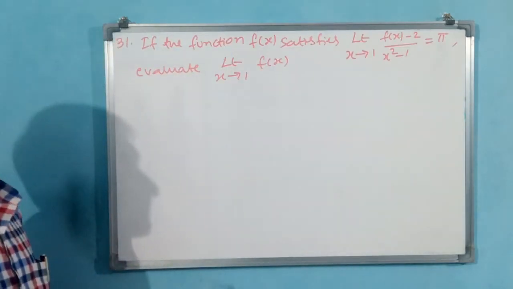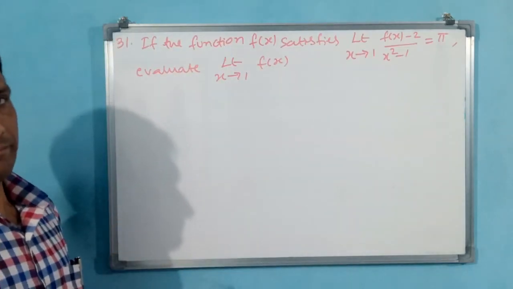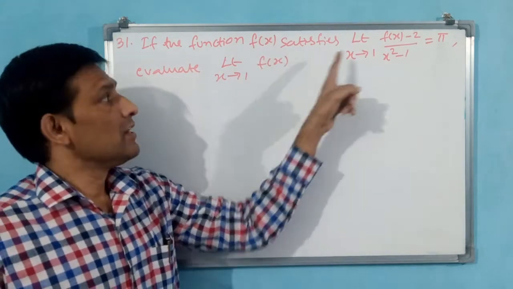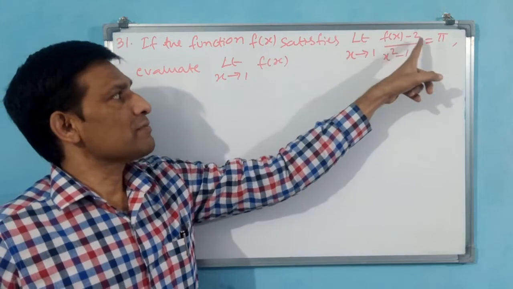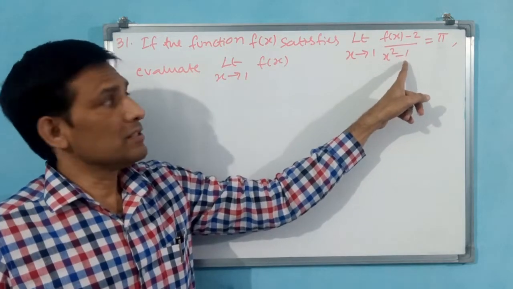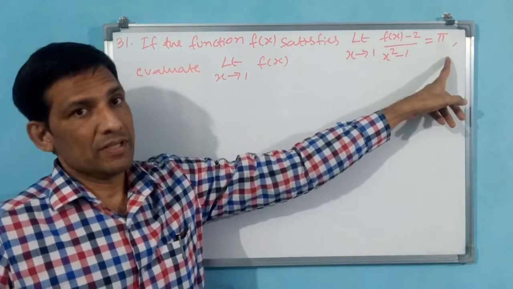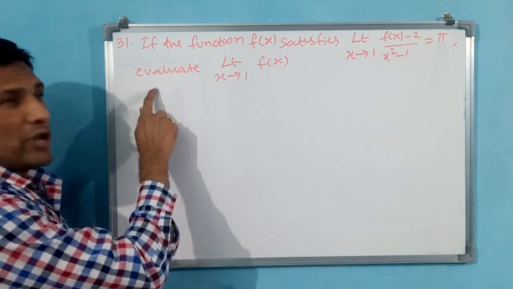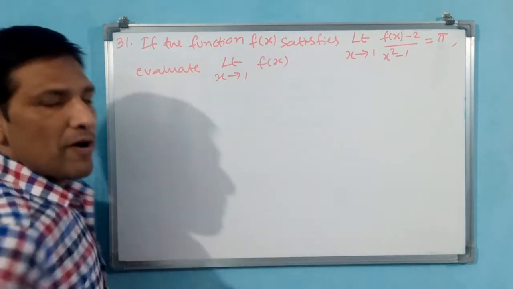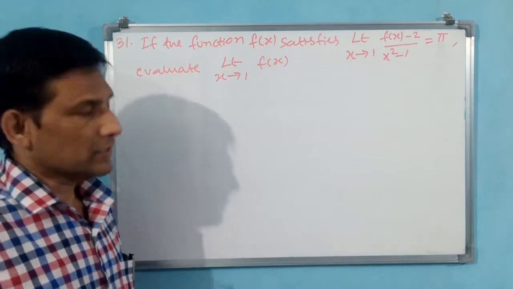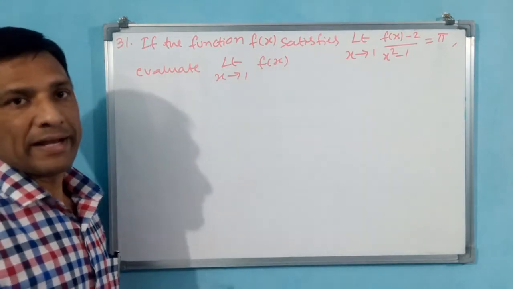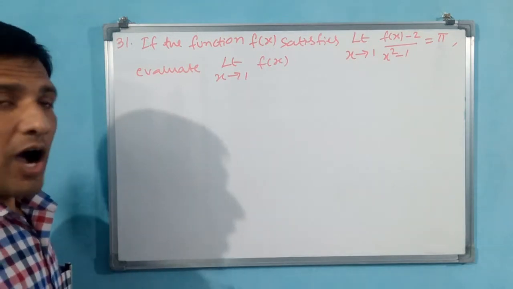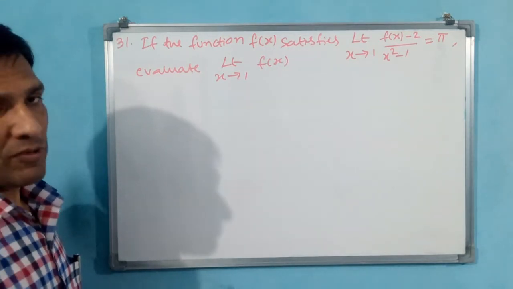Okay, see, the 31st question. If the function f of x satisfies limit x tends to 1 of f of x minus 2 by x square minus 1 is equal to pi, satisfying this, we are asked to evaluate limit x tends to 1 of f of x. Okay, how to find the f of x value at limit x tends to 1? See how to write this step by step, you observe carefully.